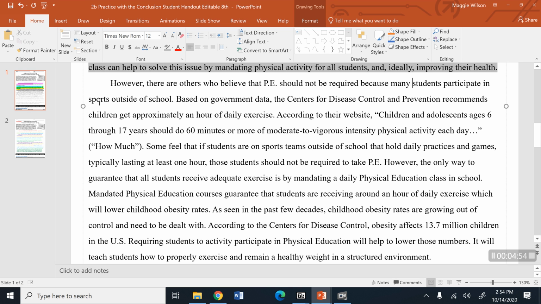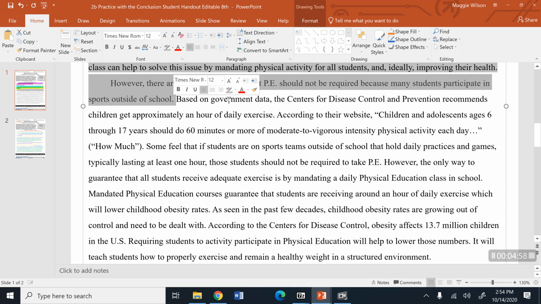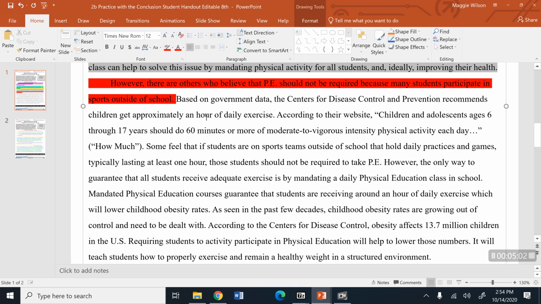So let's first look for our counterclaim. The counterclaim is this first sentence here. "However," and we're going to highlight that red. "However, there are others who believe that PE should not be required because many students participate in sports outside of school." So that basically acts as a premise, but it is the opposing premise.